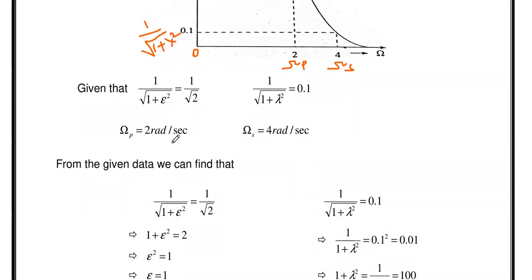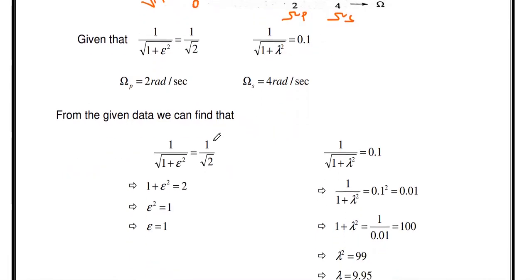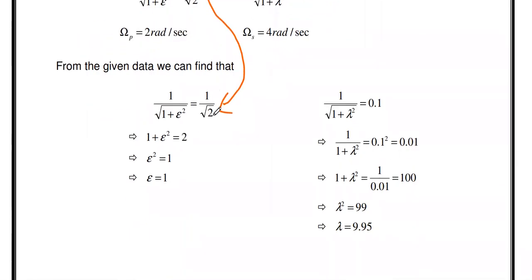From this, we first have to find epsilon and lambda directly from this relation. Take the first data: 1 by square root of 1 plus epsilon squared is equal to 1 by root 2. The numerator is the same, so we can equate the denominators: 1 plus epsilon squared is equal to 2. So epsilon squared is equal to 2 minus 1, which is 1. So epsilon equals 1. The value of epsilon is 1.